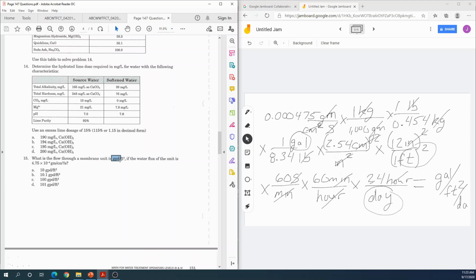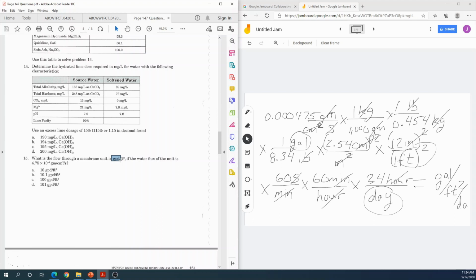So we're going to start with 0.000475. We're going to divide that by 1,000. We're going to divide that by 0.454. We're going to divide that by 8.34. Now we want to multiply by 2.54 squared. Multiply that by 12 squared times 60 times 60 times 24.